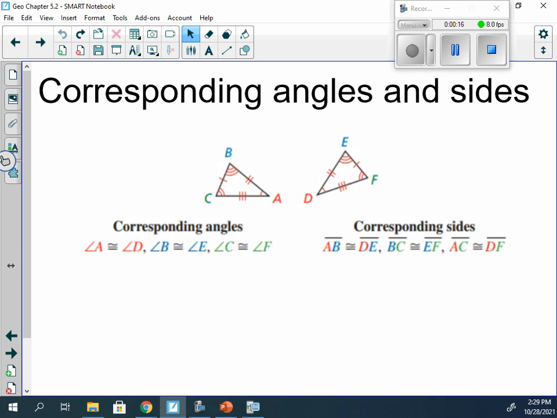What we're talking about today is corresponding angles and sides. Corresponding angles between two congruent triangles are going to be congruent. So here, they gave us the two triangles.